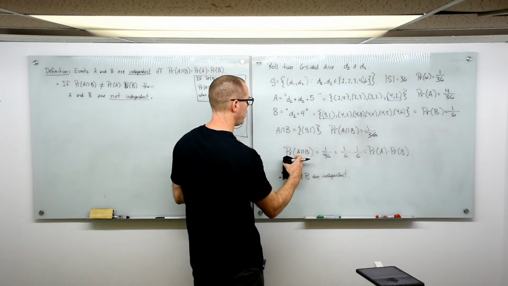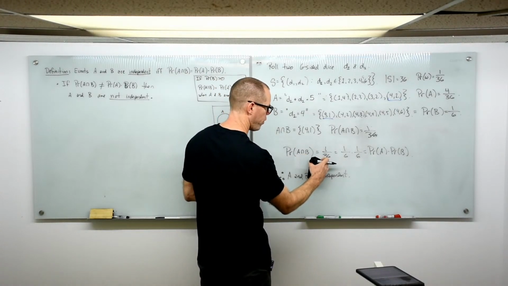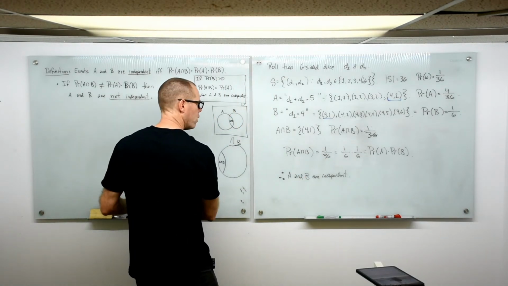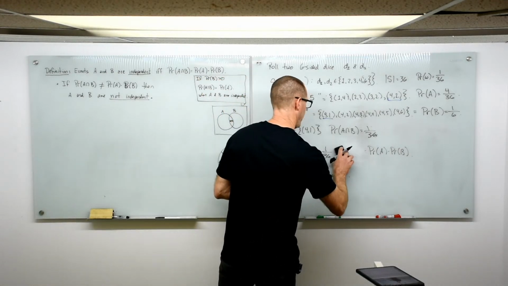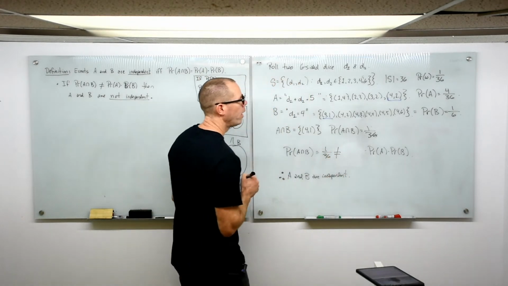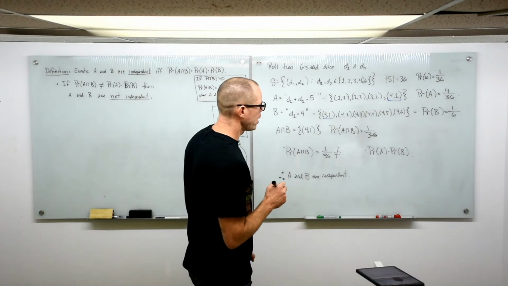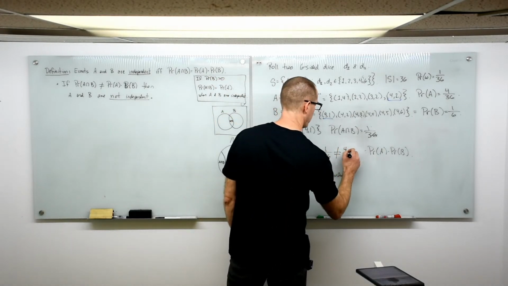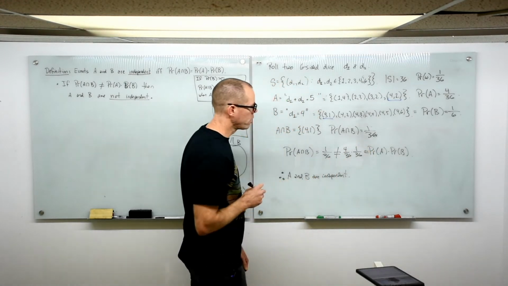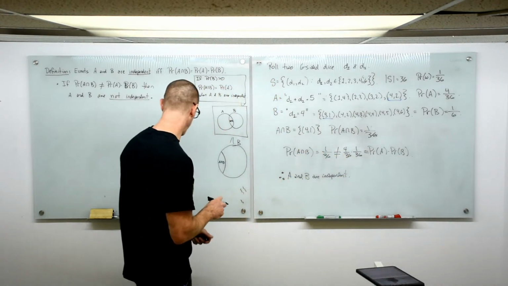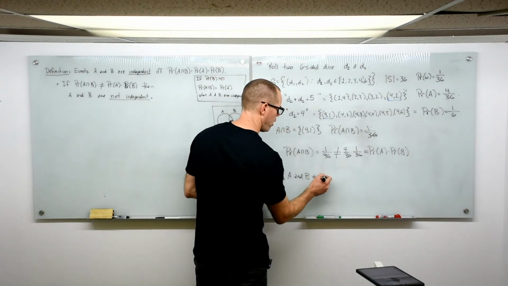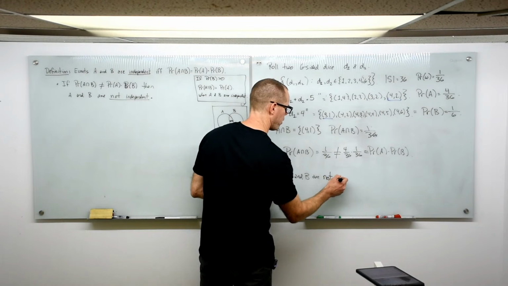So we get the probability of A and B is 1 out of 36. But that is not equal to 4 out of 36 times 1 out of 36, which is the probability of A times the probability of B. So then we can conclude that A and B are not independent.